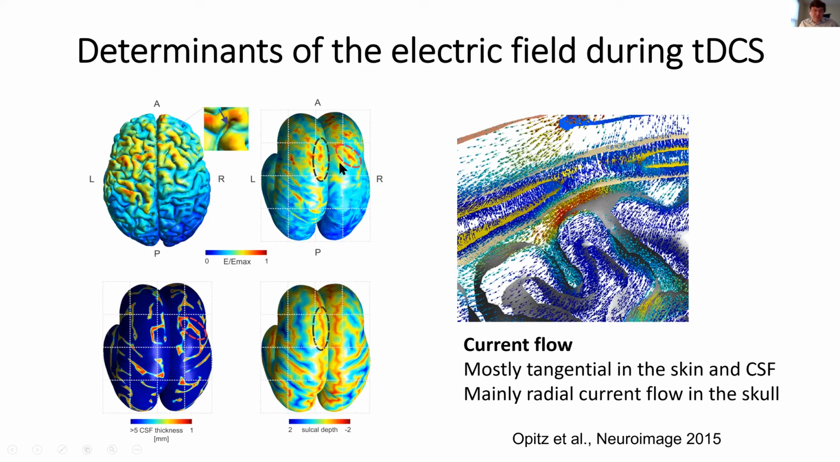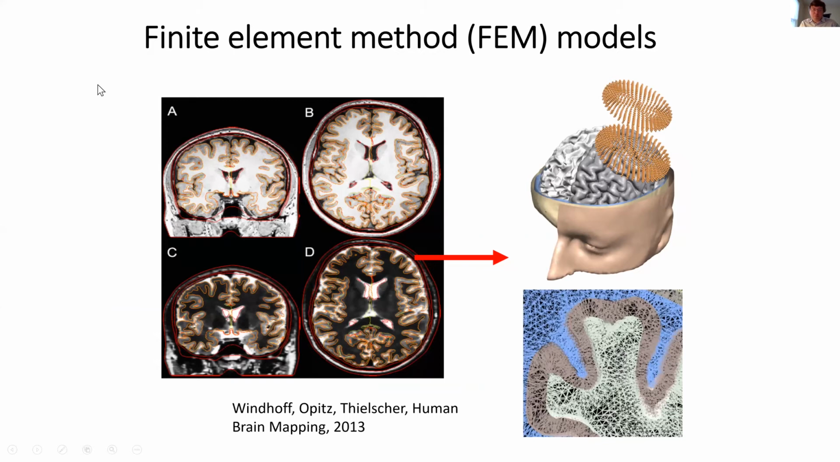You can see on the left side we have some highlights where, if the CSF is thin, not a strong CSF layer, we'll have a strong electric field. And so those are things we can try to account for using modeling.